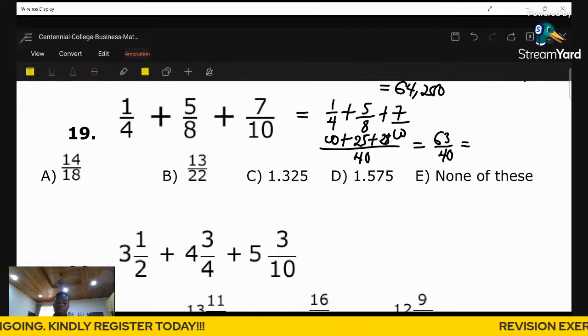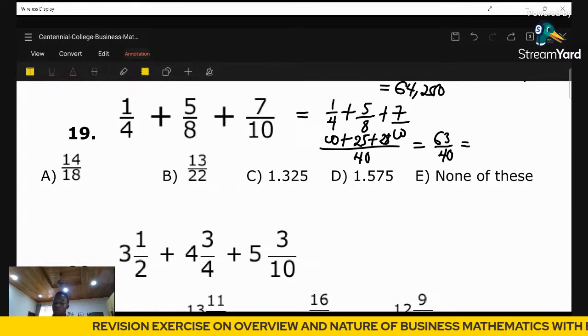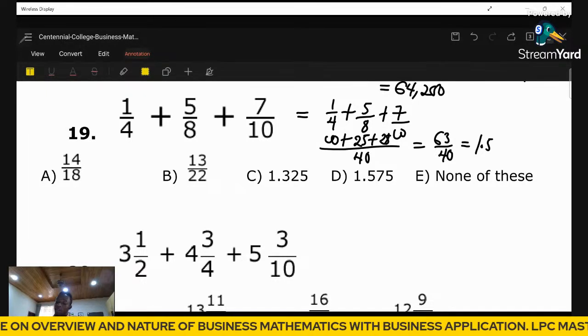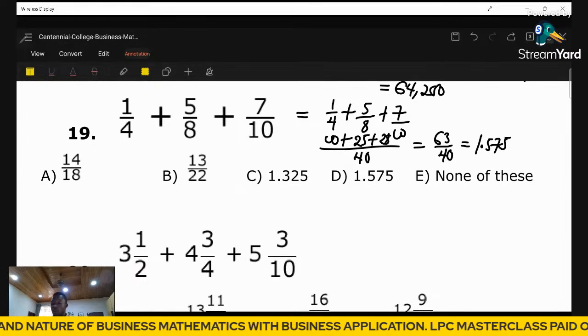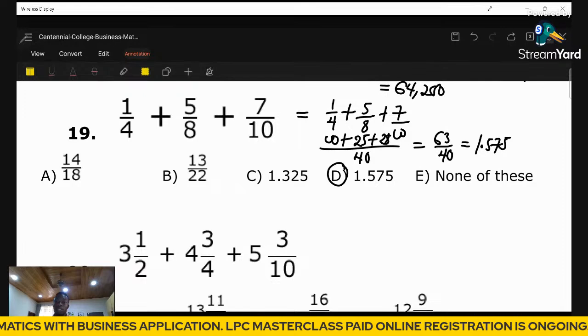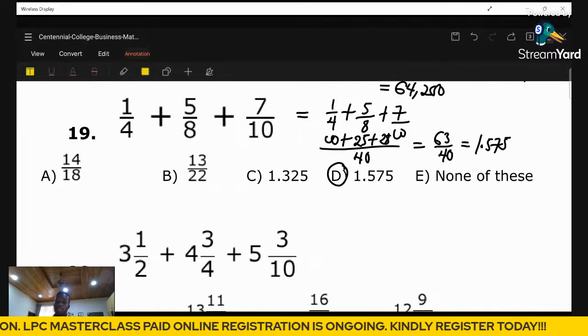Since we are not seeing any mixed fraction as part of the possible options, we will think about converting this into what? A decimal. So 63 out of 40. With my case, I had a figure of 1.575. And that's for option what? D. That is for option D.